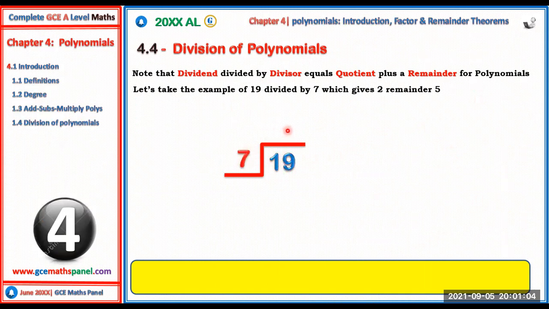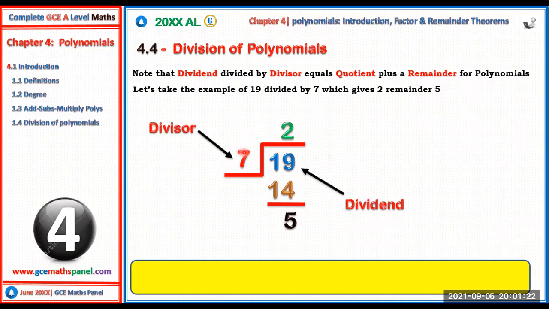19 divided by 7 goes 2 times. 2 times 7 is 14. 19 minus 14 is 5. So when we subtract, we have 5. This is the dividend divided by the divisor, and that gives us a quotient and a remainder. So dividend divided by divisor is equal to quotient plus remainder. You can sing it as a song if you want.